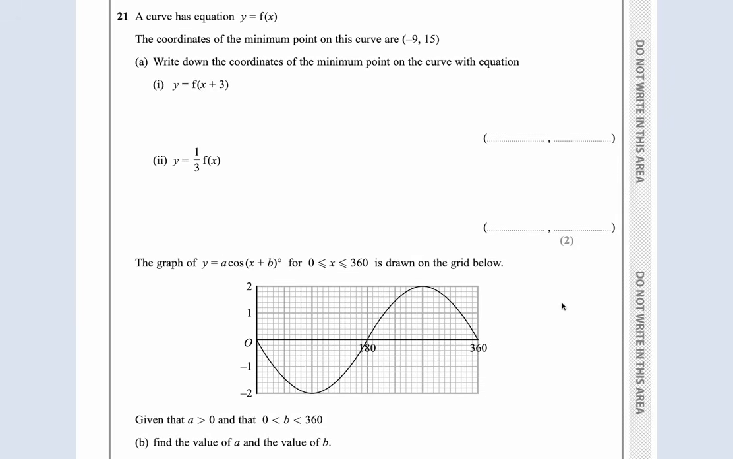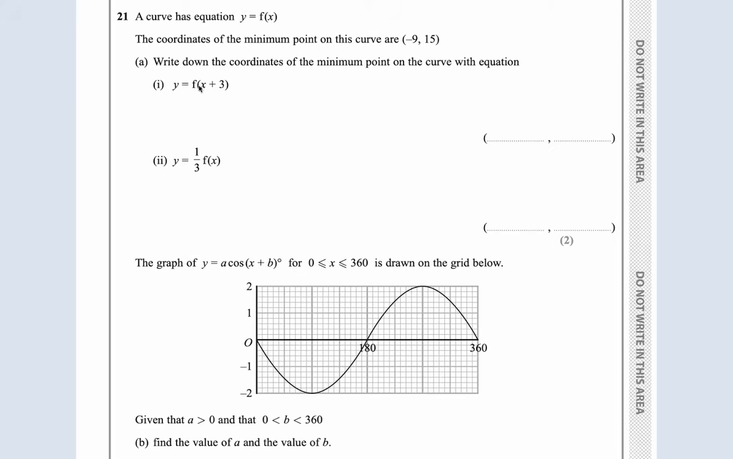Question 21. Okay, transformations. A curve has equation y equals f of x. The coordinates of the minimum point are that. Write down the coordinates of the minimum point on the curve with equation this. Okay, so guys, this is a question 21, but it's actually not difficult.